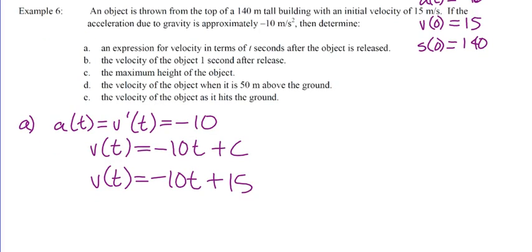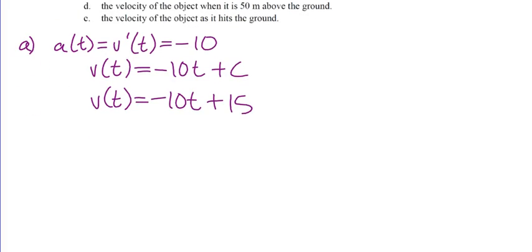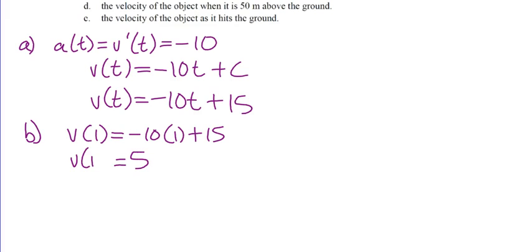Okay, so they gave us the expression for acceleration. They gave us two initial conditions. We know the drill, right? We just ran through one like this. What's the velocity of the object 1 second after its release? Okay, well, we got an expression for velocity. So v of 1 is equal to negative 10 times 1 plus 15, which is 5. 5 what? Meters per second. Okay, so 1 second after it's released, it's still going up at 5 meters per second.